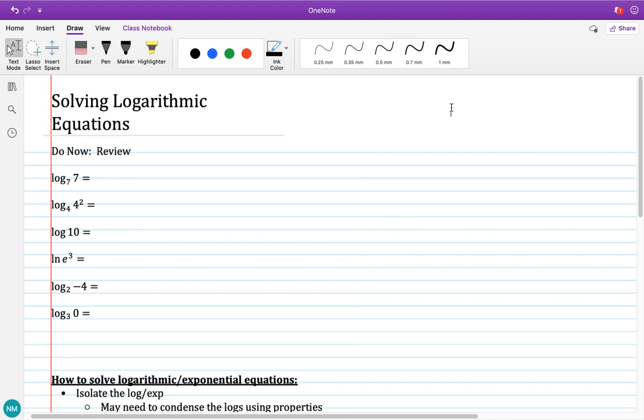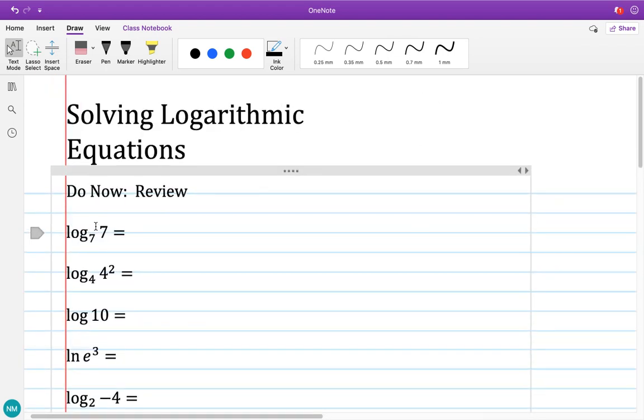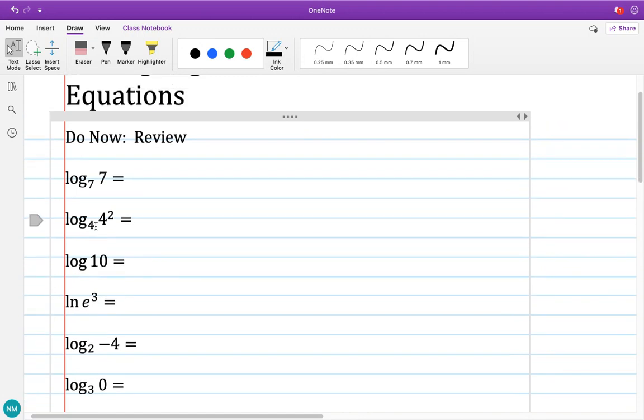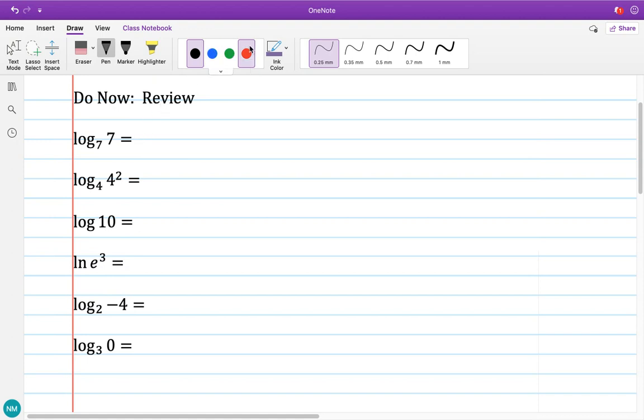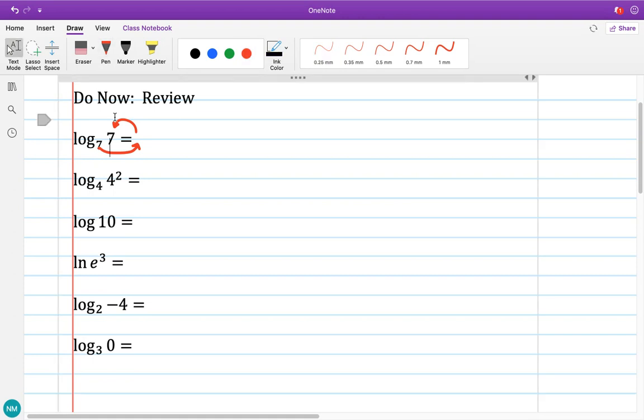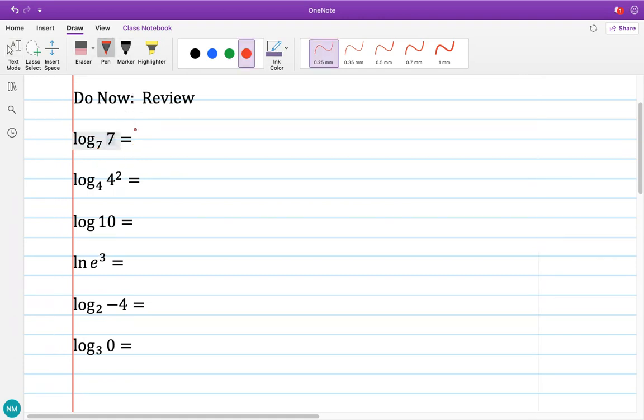In this video, we are going to learn how to solve logarithmic equations and exponential equations, but mainly logarithmic. But before we do that, let's do a little bit of review of these properties that we learned. So if I have log base 7 of 7, I know that I'm asking 7 to what power is 7? So 7 to the first power is 7. This is called an identity property because these basically cancel each other out.